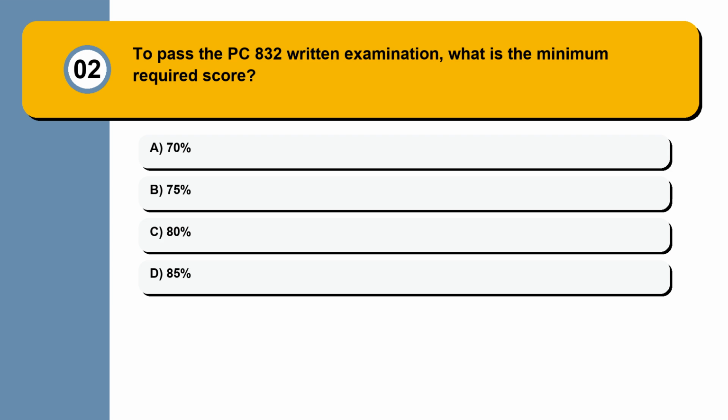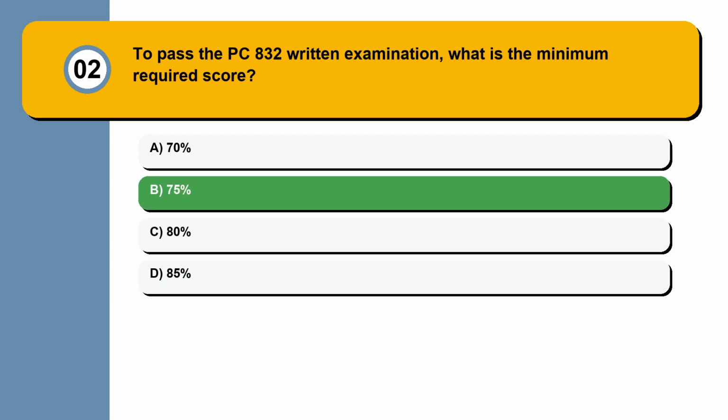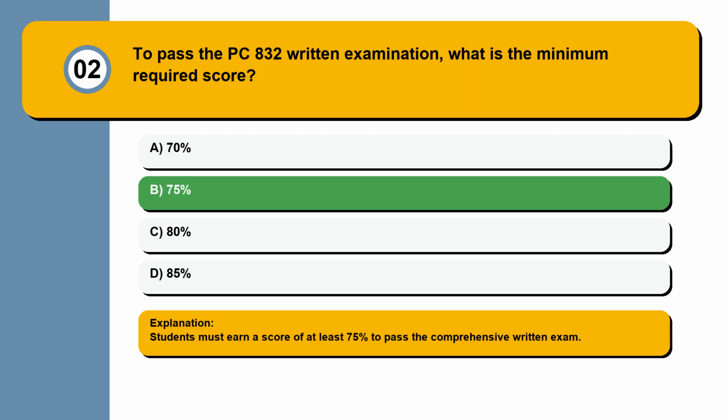Question 2. To pass the PC 832 written examination, what is the minimum required score? 70%, 75%, 80%, 85%. Students must earn a score of at least 75% to pass the comprehensive written exam.